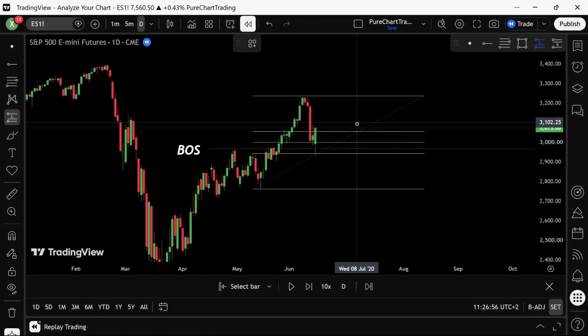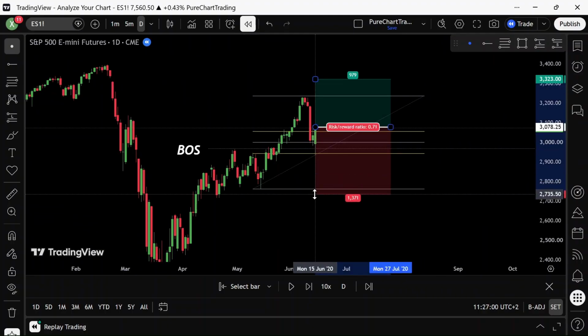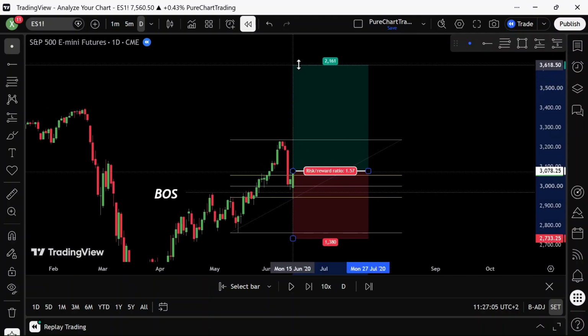Do you see that confirmation? This is exactly how I want the price to react on every single trade. It just touched the golden zone and reversed instantly. Now I'm setting up a 1 to 2 trade, which means a 1% risk for a 2% reward.